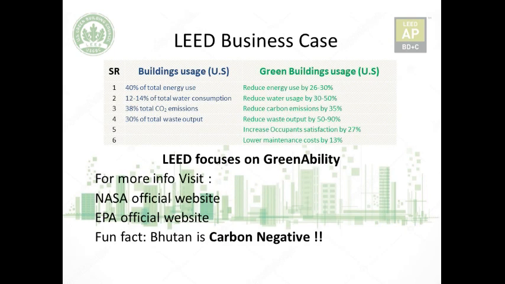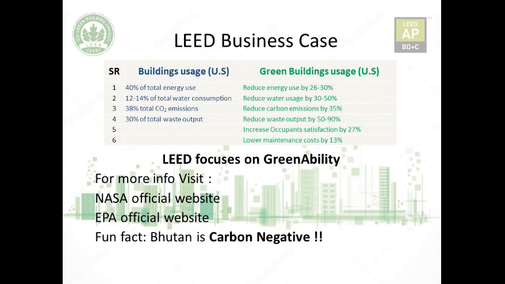Let's have a look at this table. It shows building usage in the United States. When I say buildings, it consists of all buildings, like all healthcare facilities, household, offices, residential, whatever kind of buildings they are. As per EPA, 40% of total energy produced in the United States is used by buildings, 12 to 14% of total water consumption, 38% of the CO2 emissions are contributed by buildings, and 30% of total waste output in the United States is by buildings.